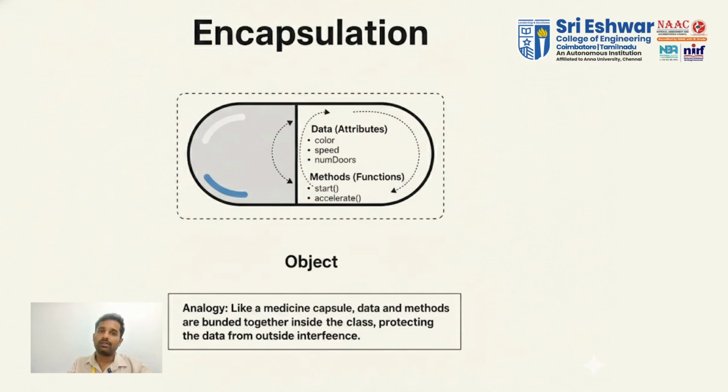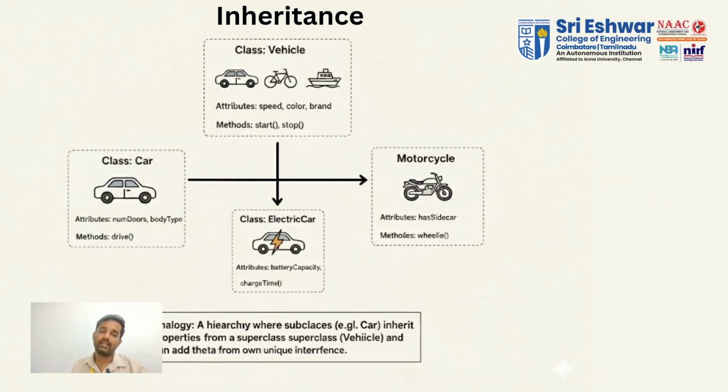Generally we can achieve encapsulation in Java with the help of getters and setters. Next, inheritance. What is inherit? Inherit means it is the process of copying the property of another thing from another thing, right? So copying the properties of one class to another class is called inheritance in Java.